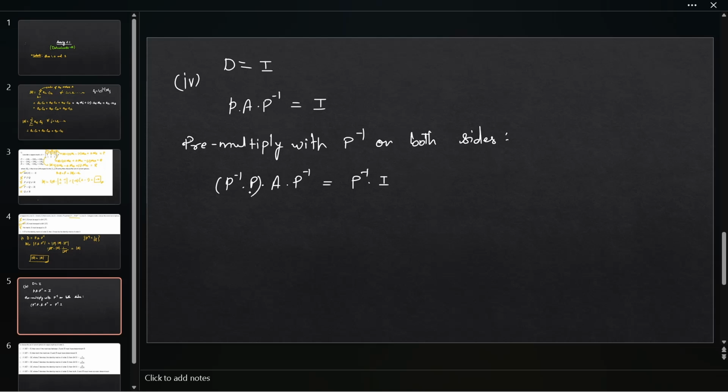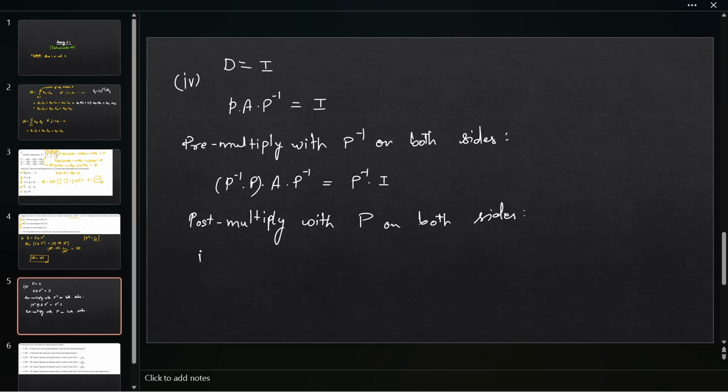So here, what we were trying to do is group the inverse term and the non-inverse term together. So here P inverse is grouped with P. To do that on the later part also, we can post multiply with P. So post multiply with P on both sides.